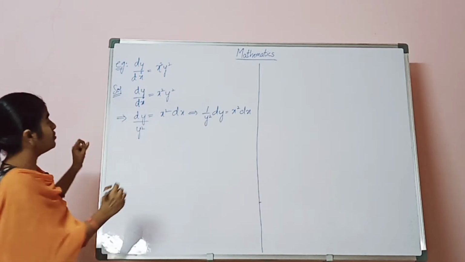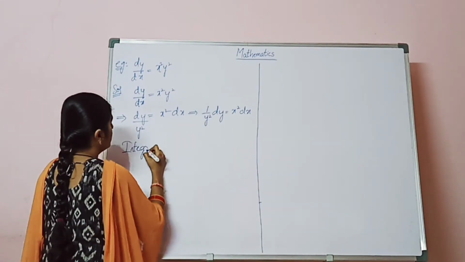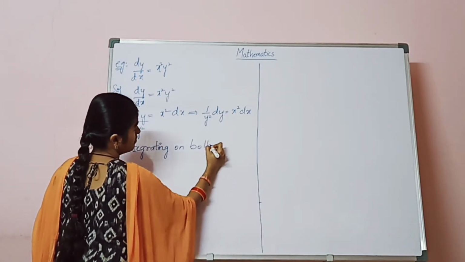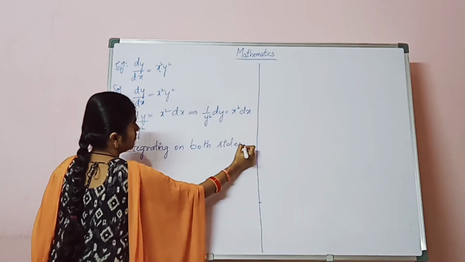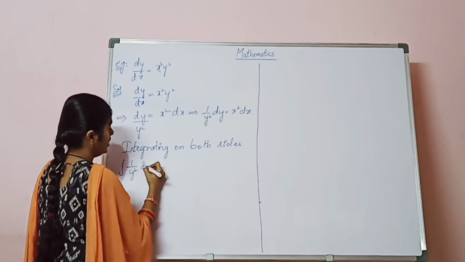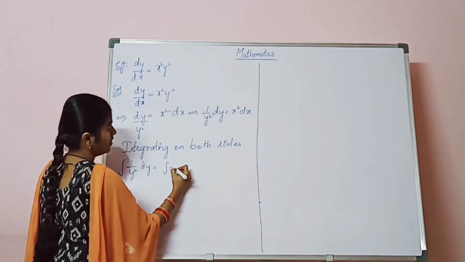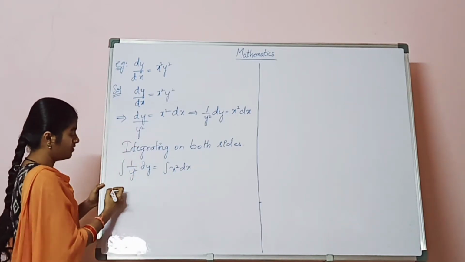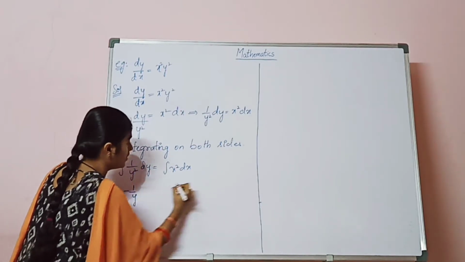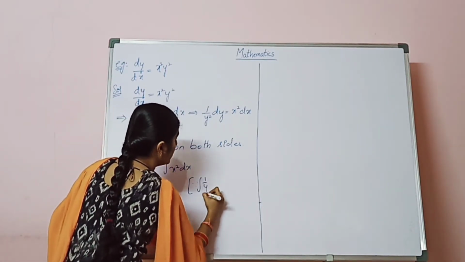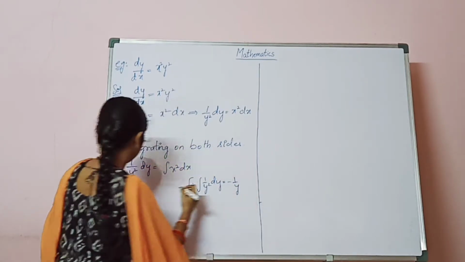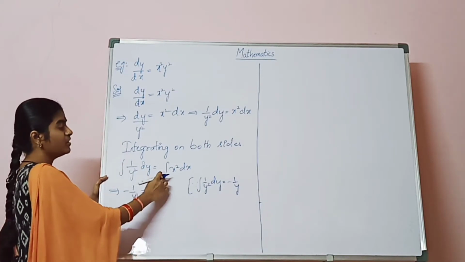Now in step 2, what do we have to do? We have to do integration on both the sides. So integral 1 by y square dy equals integral x square dx. That implies integral y to the power minus 2 dy, what is the formula? Minus 1 by y. Since integral 1 by y square dy equals minus 1 by y, equals integral x square dx.